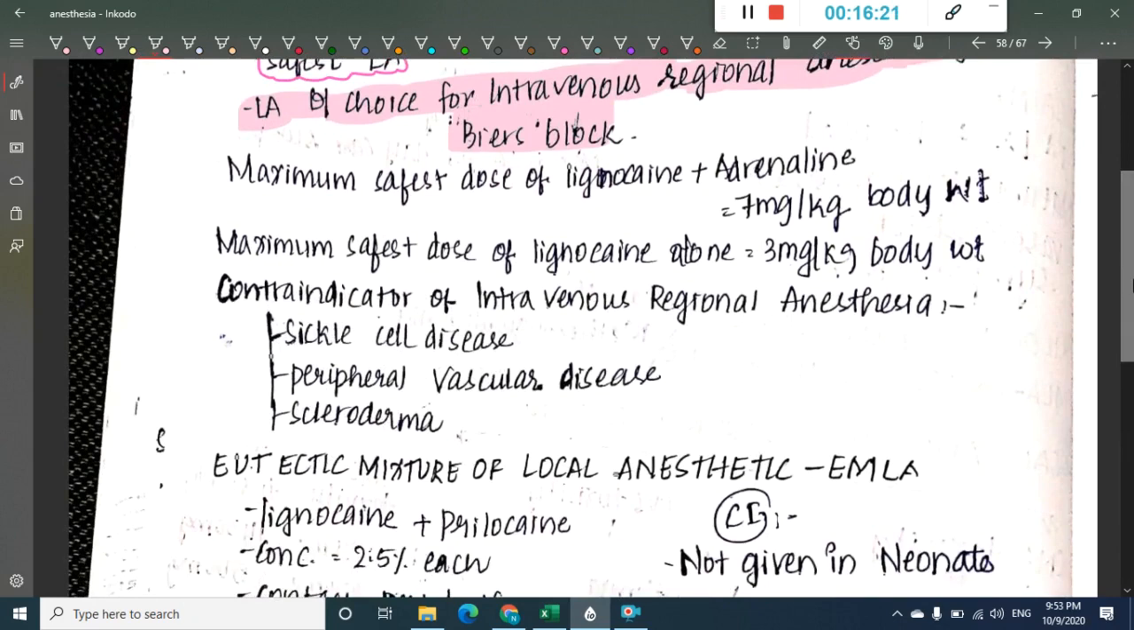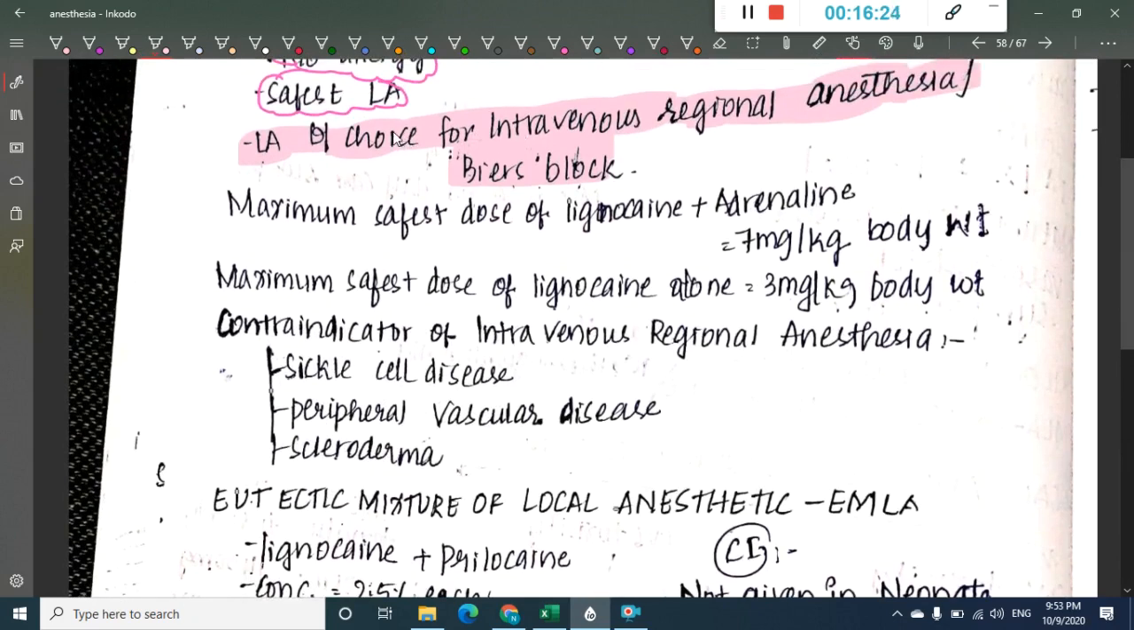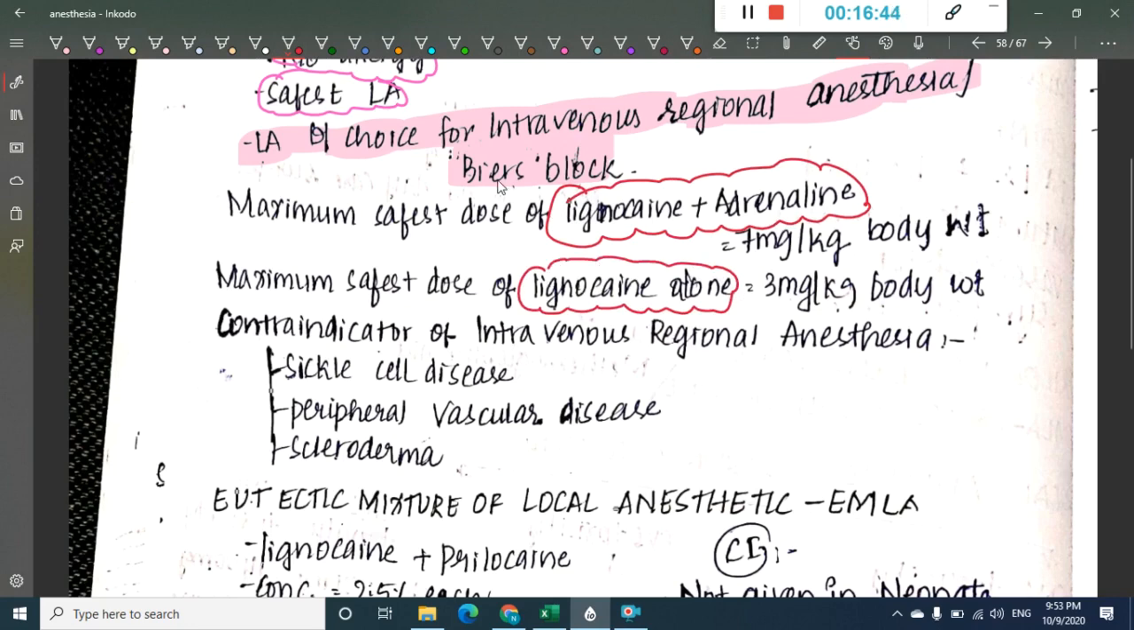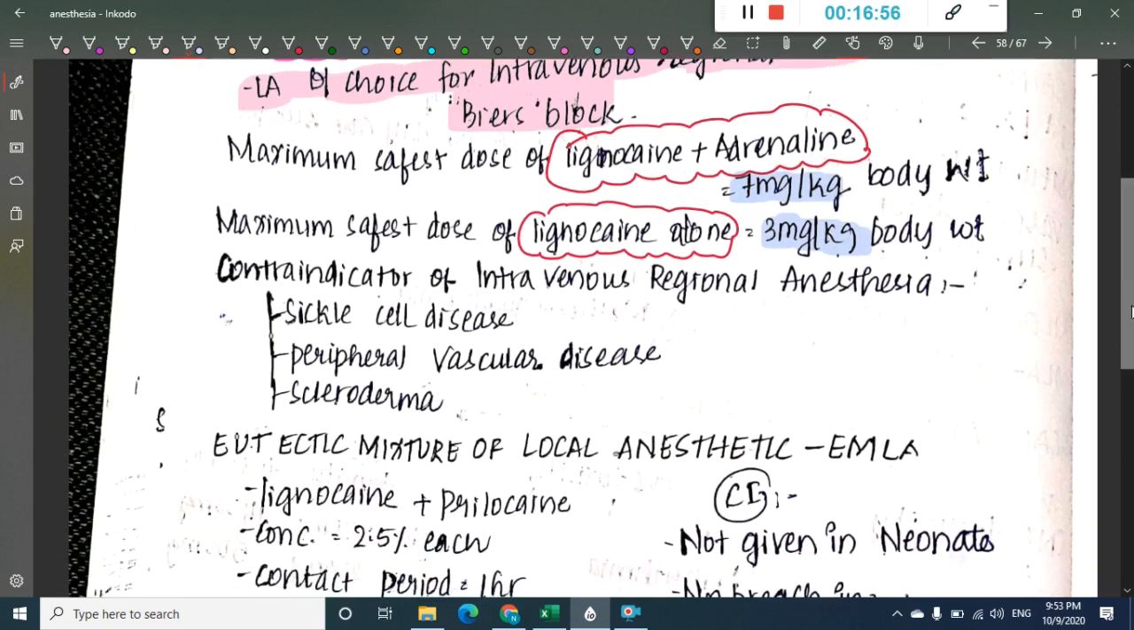Then, what is the maximum safest dose of lignocaine? For lignocaine plus adrenaline, the maximum safest dose is 7 milligrams per kg body weight. If you give lignocaine alone, the maximum safest dose is 3 milligrams per kg body weight.